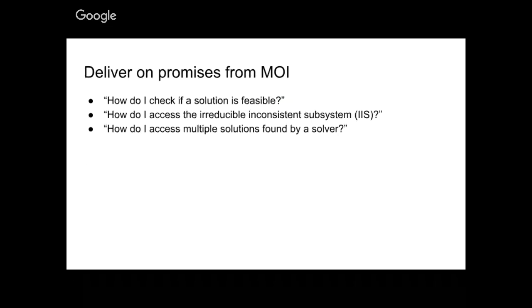Okay, so for promises for MOI, I listed a few questions that motivated us in the design of MOI, but we still haven't hooked up all the pieces, and we don't really have an easy solution for this yet. So if you come to JuMP and say, how do I check if a solution is feasible? We don't really have an API to do that. How do I access the IIS from Gurobi? We don't have a way to do that. So if you don't know what an IIS is, don't worry. If you do know what an IIS is, then you'll be really excited for us to hook this up. How do I access multiple solutions found by a solver? We have the APIs to do this, but we haven't really connected this all the way. These are a few of the things that we'd like to finish off before we declare a 1.0 release.